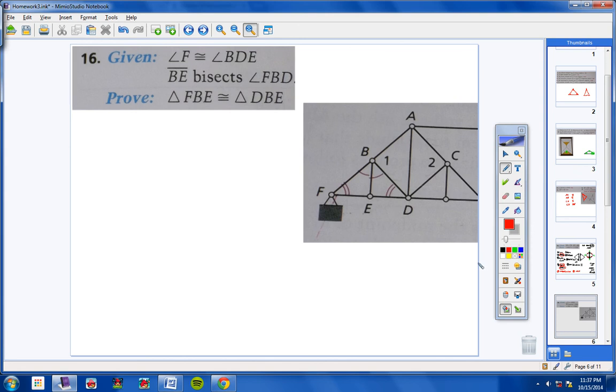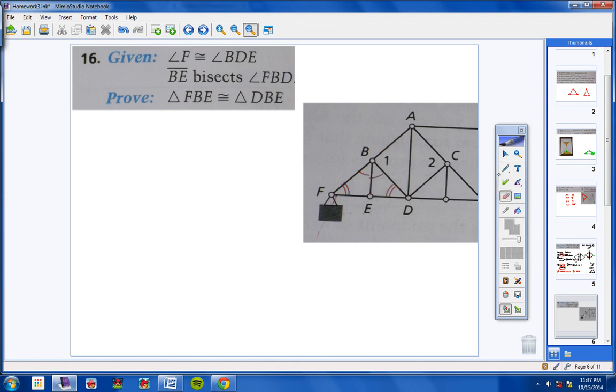Okay, here we go. Angle F is congruent to angle BDE, and they've already marked that for us here. Angle F, angle BDE, and BE bisects angle FBD, so we know this angle is congruent to this angle. So this is pretty easy. It looks like we have two triangles sharing a common side. So really we have angle, side right off the bat, okay? This is pretty easy to do.